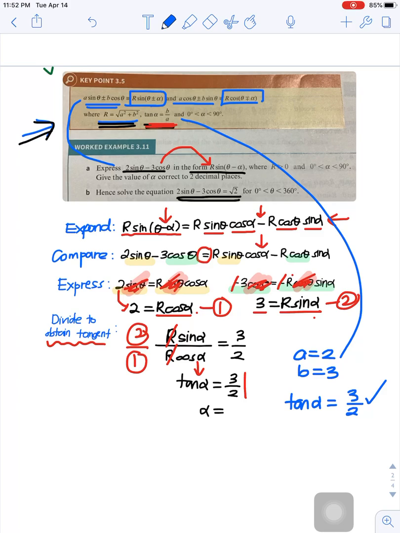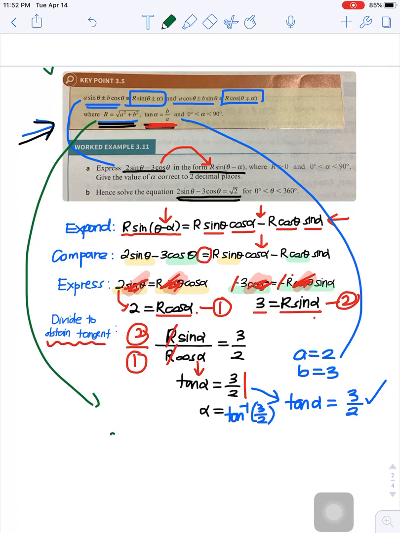This is how we actually derive towards the shortcut. Then you can find the alpha by doing tangent inverse 3 over 2. We are left with one more. How do they express the r?